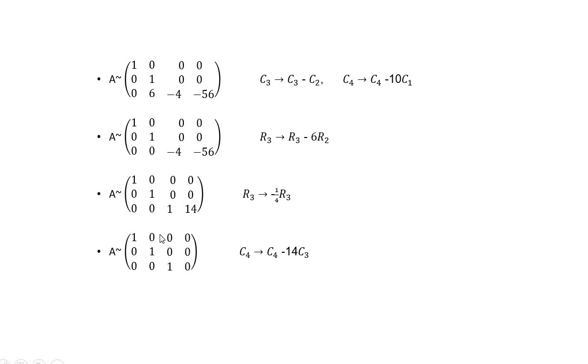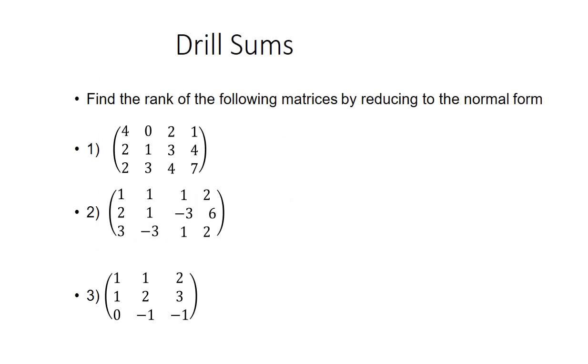It is in the form of I3, 0. It is also one of the standard normal forms. I3 means unit matrix of order 3. This is 3. Therefore, the rank of the matrix is 3, which we find by performing suitable row and column operations.